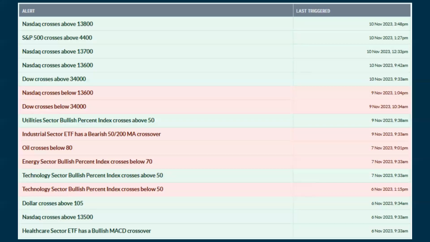But looking at this next slide, this is for the whole week. We didn't have an awful lot of alerts triggered because for Monday, Tuesday, and Wednesday, the market was pretty much comatose. When they are blue or green, that means they're positive. When they're red, that means they're negative.